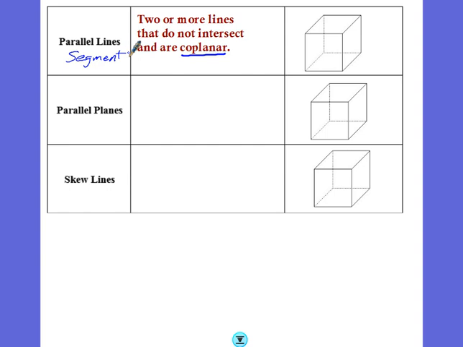So I gave you an example of a cube, a three-dimensional shape. And we're just going to kind of highlight what parallel lines could be. So like this line here and this line would be considered parallel lines. So notice they're on the same plane, this plane right here, the front of the box, and those sides are parallel.